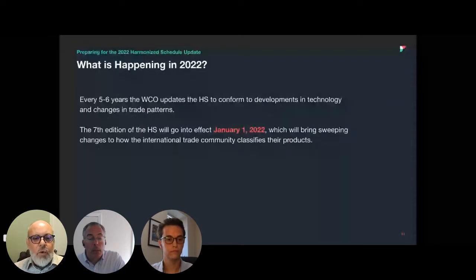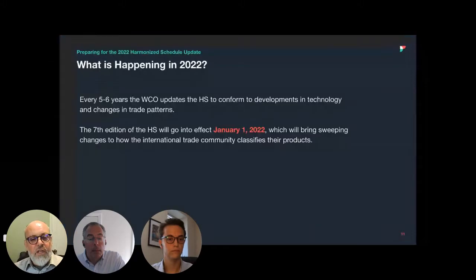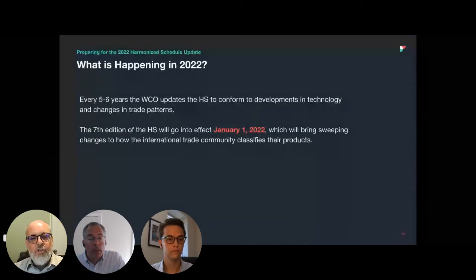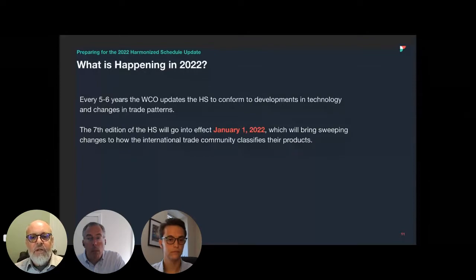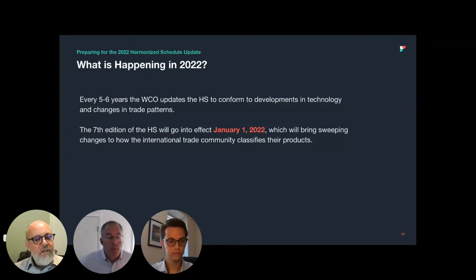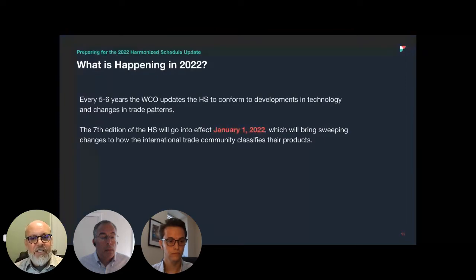Let's see what's next. So what's happening in 2022? So every 5 to 6 years, the World Customs Organization updates the harmonized system, and they do so to conform to developments in technology changes and to changes in trade patterns. The last time the HTS or the HS was updated was 2017, and one of my favorite examples from back then was typewriters. Prior to 2017, typewriters had their own HS heading, and in 2017 they were retired. The HS heading for typewriters was retired because people don't import typewriters.